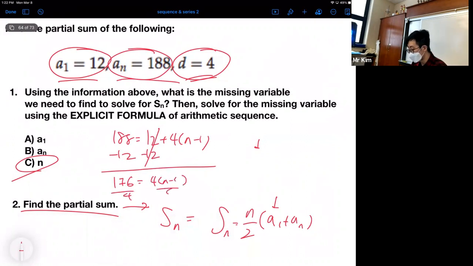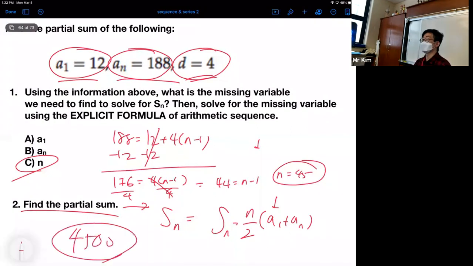You divide those by 4. Take it one thing at a time, order of operations, that kind of stuff. This is 44 equals n minus 1. n should be 45. Plug it in. You should get a partial sum of 4,500. Let the calculator do the work for you. Okay? Not that bad, right?